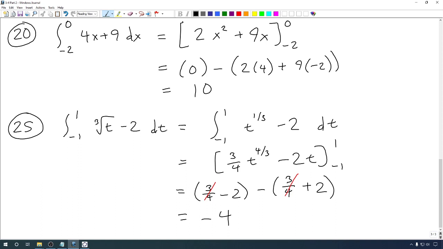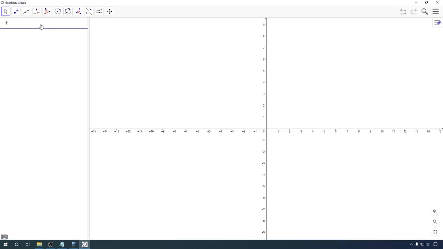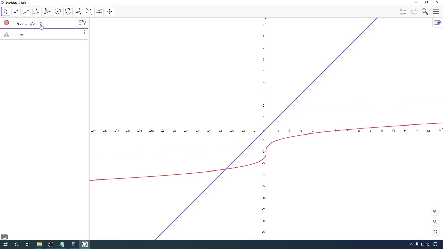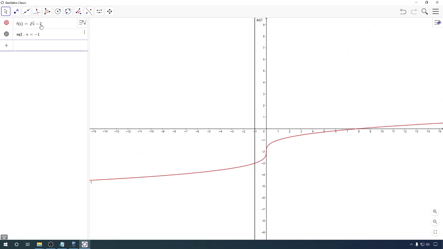That means that this definitely cannot be representing just an area. In some ways, at least, there has to be some negative areas. Maybe we'll go ahead and graph this one as well. So let's take the cube root of x. GeoGebra wants us to use x's, so we'll go ahead and do that. Minus 2. We're going from x equals negative 1 to x equals 1.